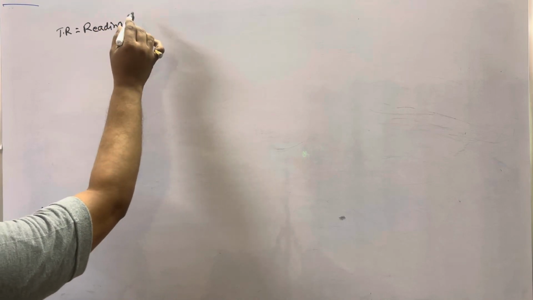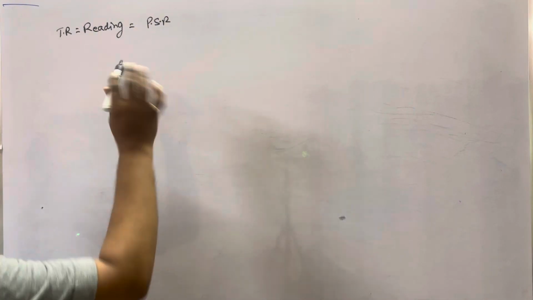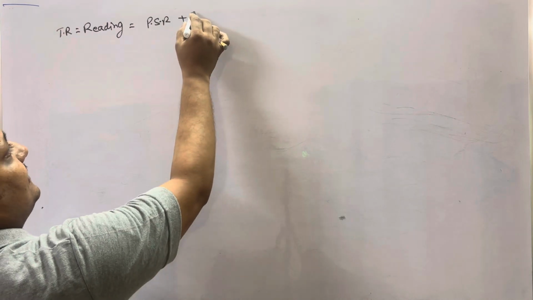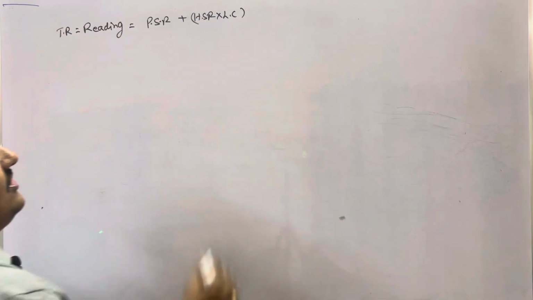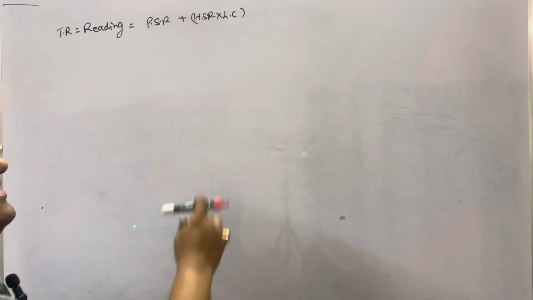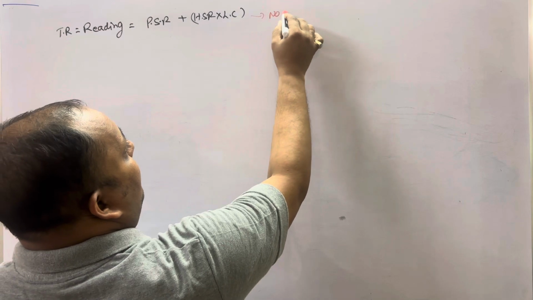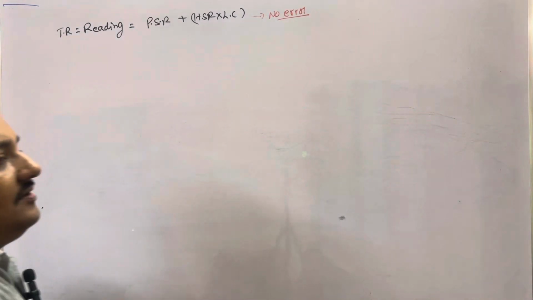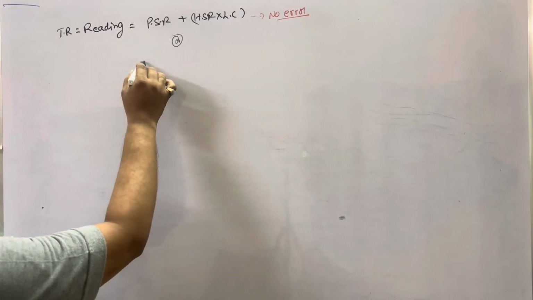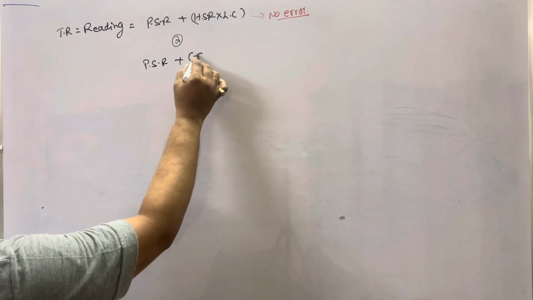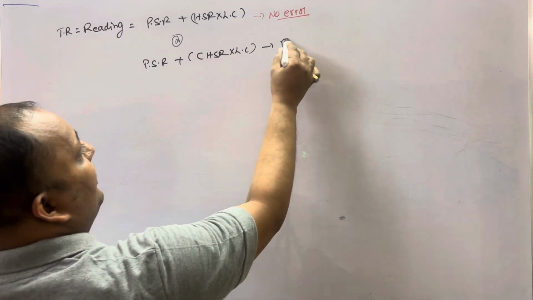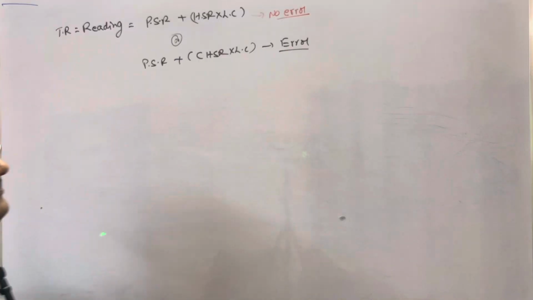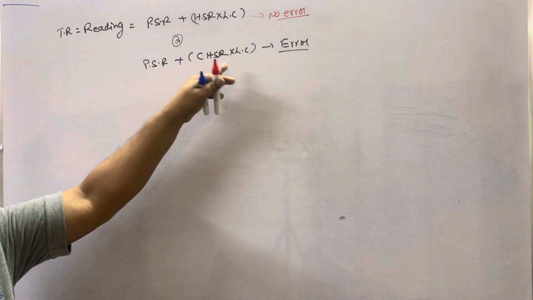The reading of the screw gauge is PSR, pitch scale reading, plus HSR into least count, if there is no error. For a screw gauge, sometimes error will be there. Otherwise, the reading is PSR plus CHSR into LC if error is there. What does CHSR mean? Corrected head scale reading.